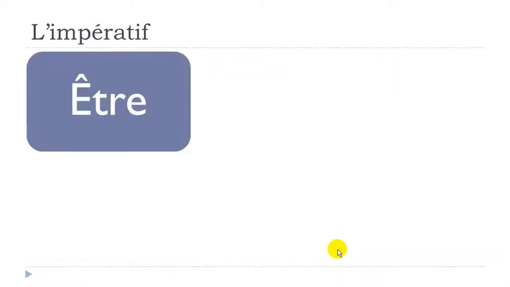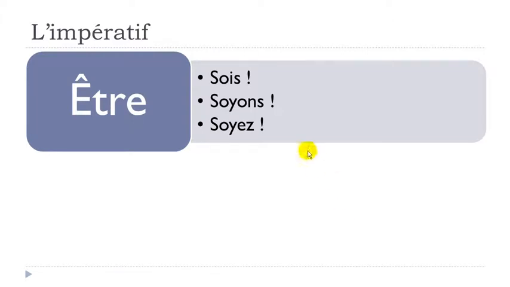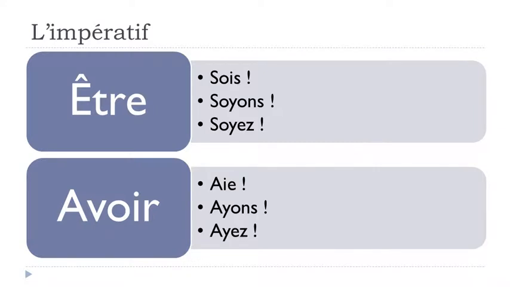Then of course, être and avoir. So être will become sois. Remember, final S is not pronounced. Sois, soyons, soyez. And avoir will become aie. Remember, the final E is not pronounced, so you only have this A-I sound. Aie, ayons, ayez. So one more time. Sois, soyons, soyez. Then aie, ayons, ayez.